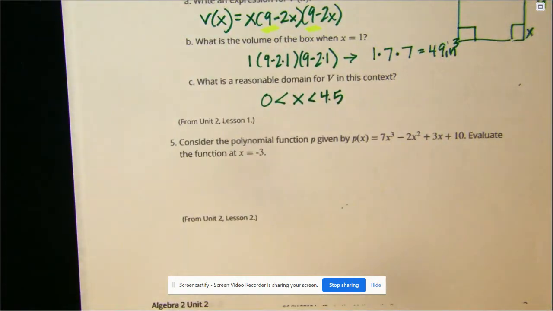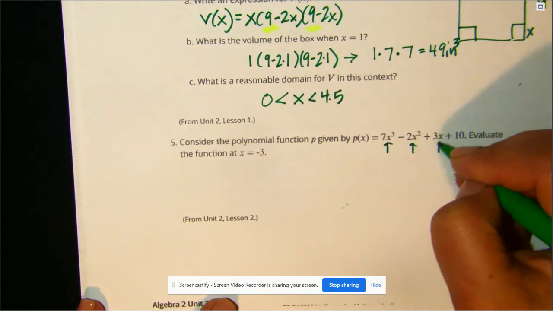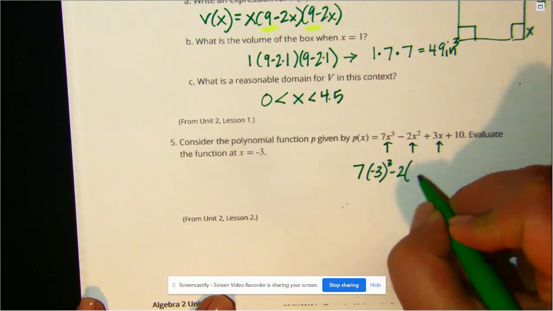Number 3, or 5. Consider the polynomial. Evaluate the function at -3. So wherever I see x, I'm going to put in a -3. I'm going to do this with my noggin. You could use a calculator.